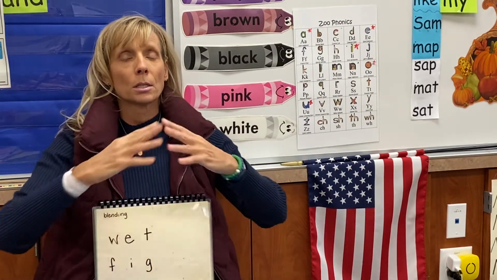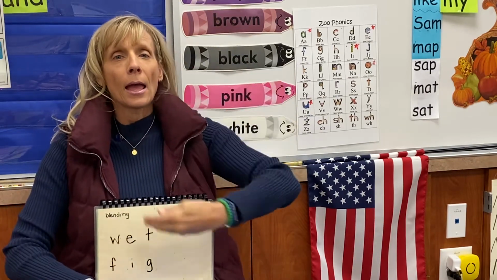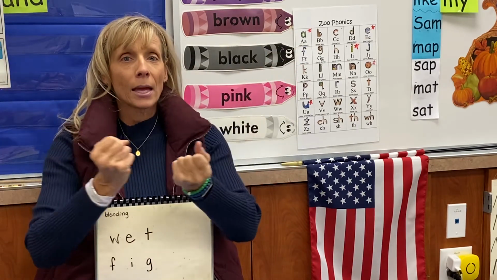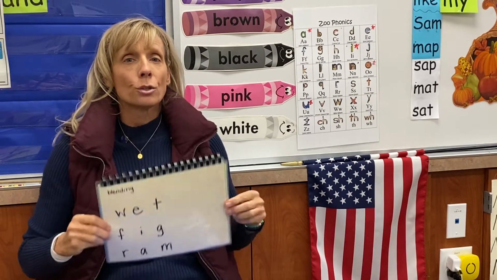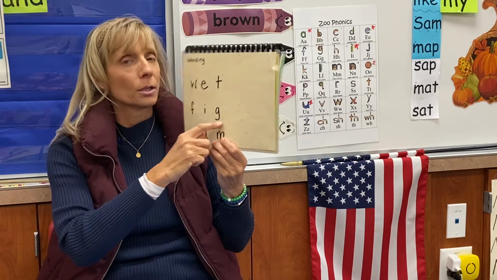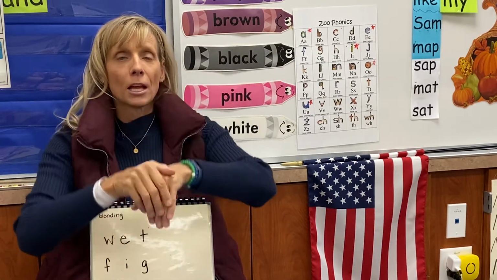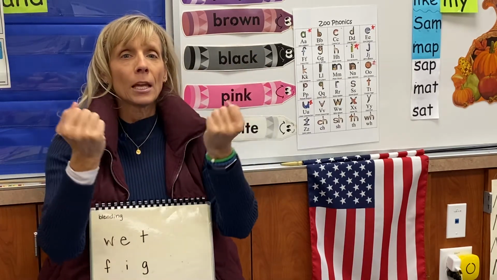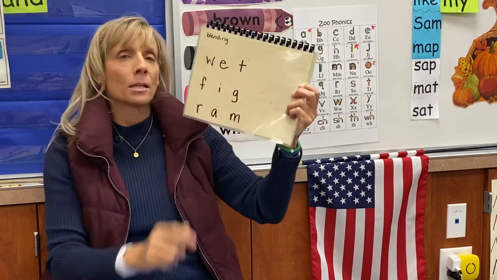Ready? W, E, T. W, et. Blend. Wet. Like I got my shoe wet in the rain. F, I, G. Ready, signal. Ig. Fig. What's the word? Fig. Like a fig is a kind of fruit.